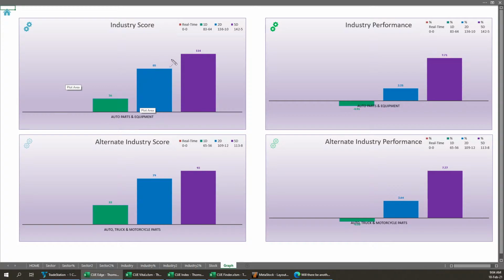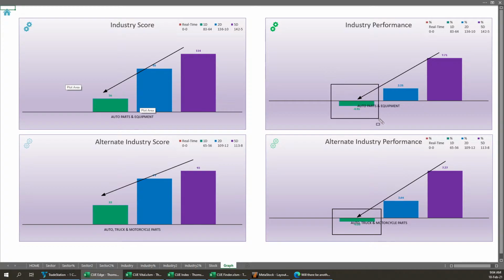Yes, they are similar now. That's good. The primary industry as well as the secondary industry, their relative score is reducing. Their percentage performance turned negative yesterday. So this is giving a consistent view.